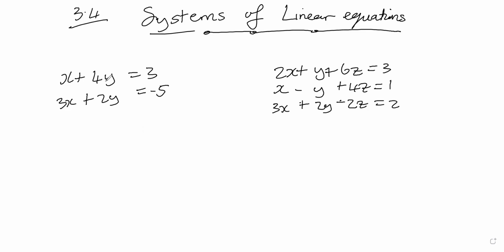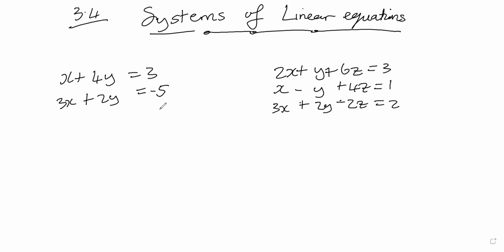So this is a typical example of a system of two variables, and this is a typical example of a system of three variables. Now, in order for a system to be solvable explicitly, the number of equations must be equal to the number of variables, all right? If not, the system cannot be solved explicitly. The number of equations in the system must be equal to the number of variables.